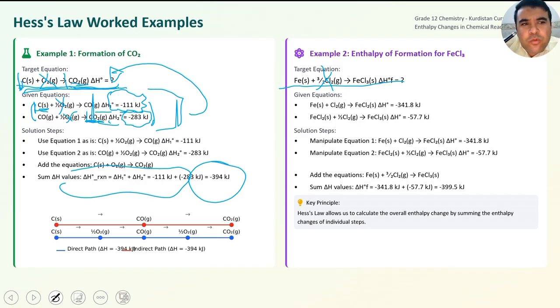Fe exists in which step? The first step. So in the main equation, Fe is in the reactant. Here it is in the reactant. 1 mole, 1 mole. So unchanged. Rewrite unchanged.